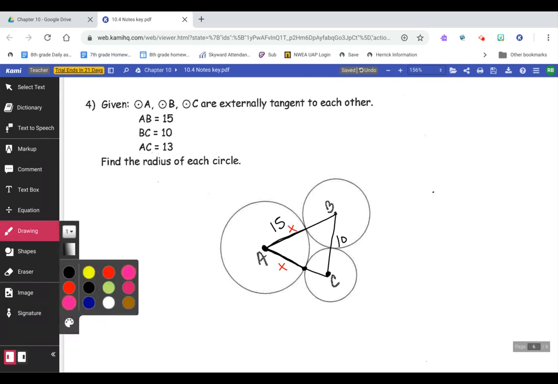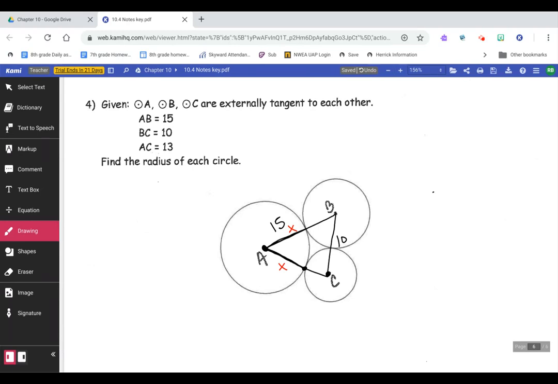So let's do the radius of circle B. If from A to B is 15, the radius of circle B is now going to be, from here to here, 15 minus X. Well, that radius would be the same as the radius here. So that would also be 15 minus X from here to here. And we've been told that BC is 10. So we'll get to that information in a second.